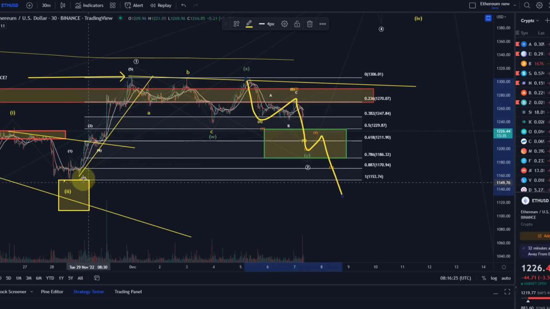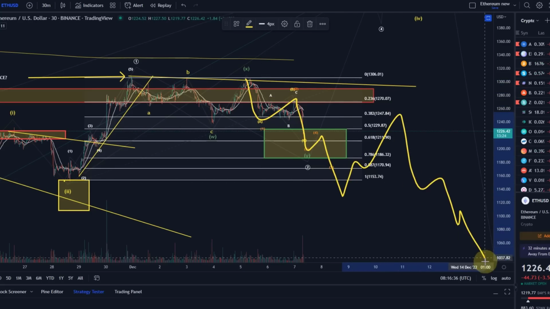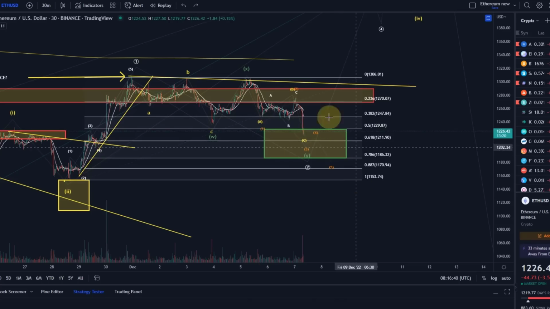That could even take us below the beginning of this wave 1. If we really come down here in 5 waves, this could just be the first wave. Then we get an ABC and we follow further down. So we don't know that yet until we see how the price reacts to this support area.